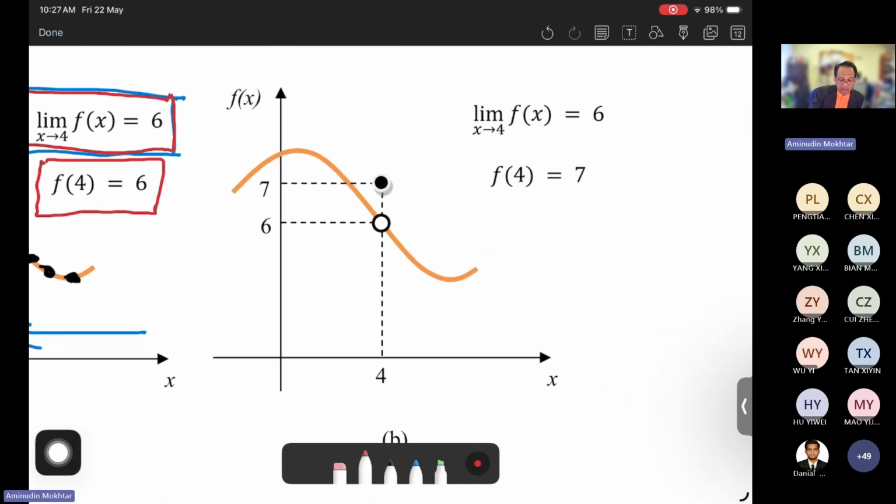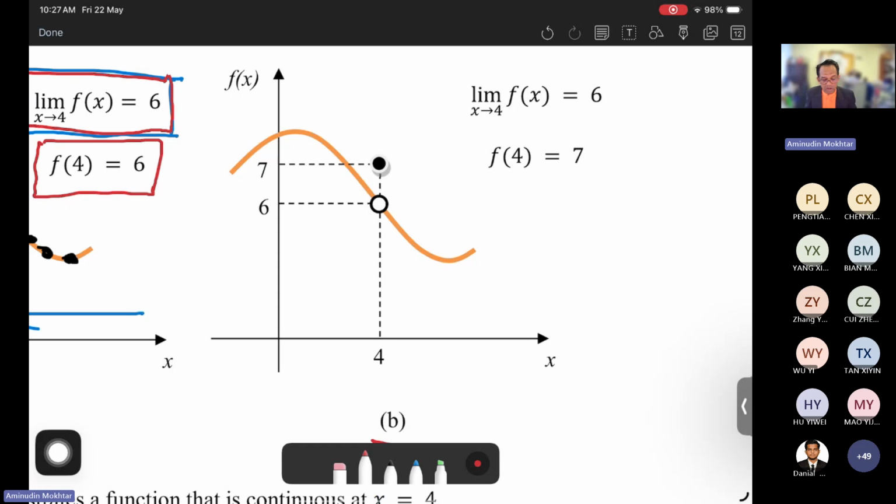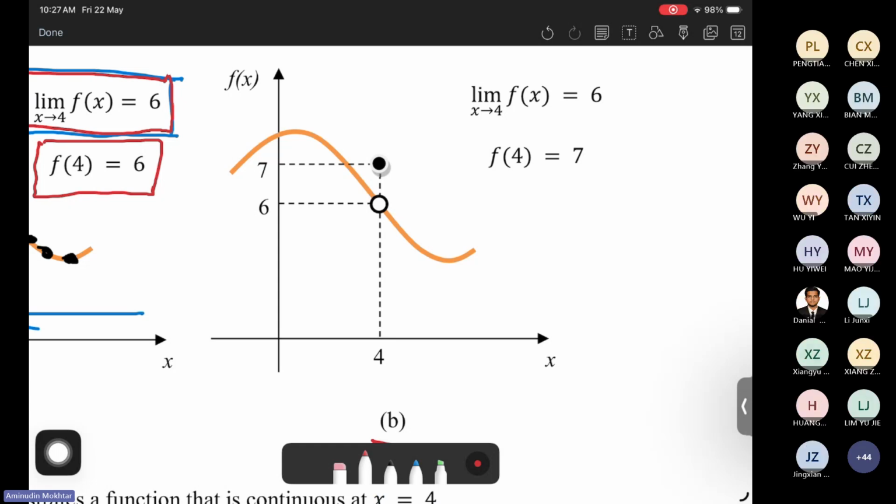Now we proceed to graph B. Graph B shows the same function, but now we have two dots here, the black dot and the white dot. There are two points here. For example, I just label them as point A and point B.